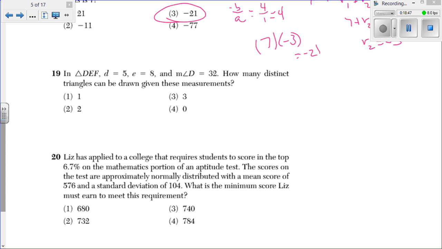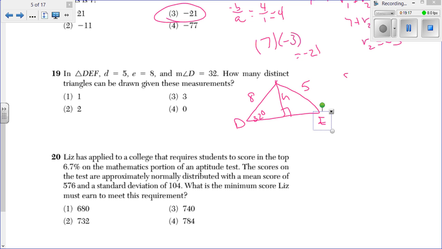For number 19, triangle DEF, d is 5, e is 8, and angle D is 32. How many distinct triangles can be drawn given these measurements? Well, d is 5, e is 8, so d is less than e. Find the height, and this is 32.